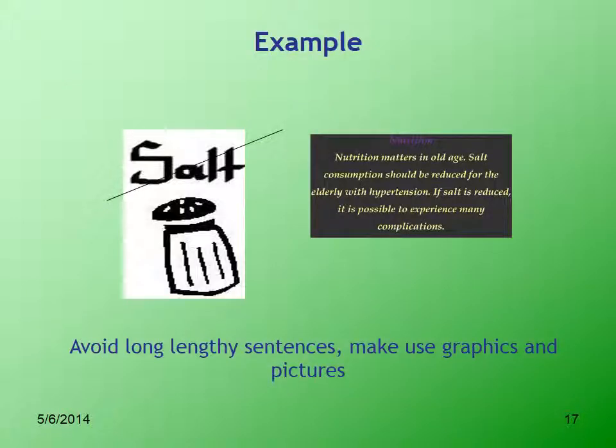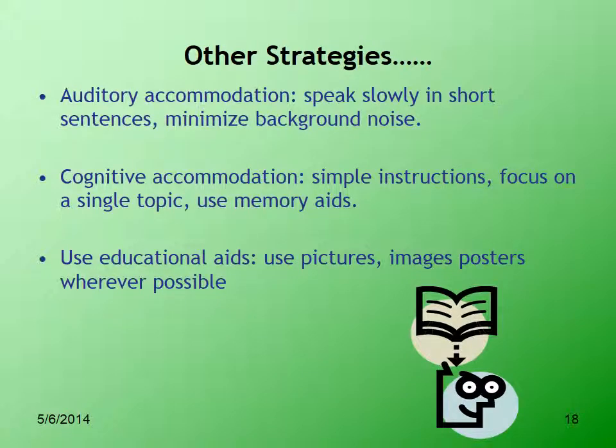This is an example of an educational material which has been adapted for the elderly population. Note here that it is better to avoid long, lengthy sentences and to make use of graphics and pictures. Other strategies include auditory accommodations, which mean speaking in slow, short sentences and minimizing background noises. Cognitive accommodation: simple instructions, focusing on one single topic at a time, making use of memory aids. Educational aids: use pictures, images, and posters wherever possible.